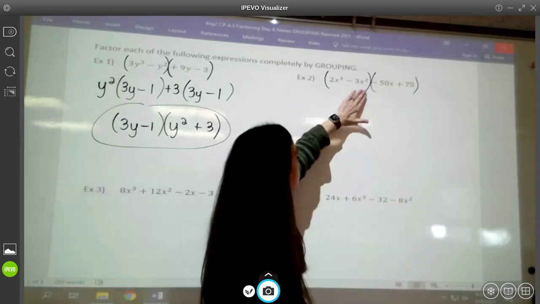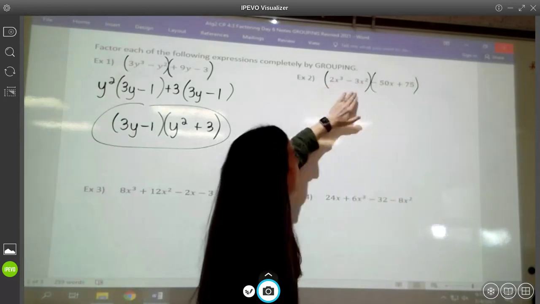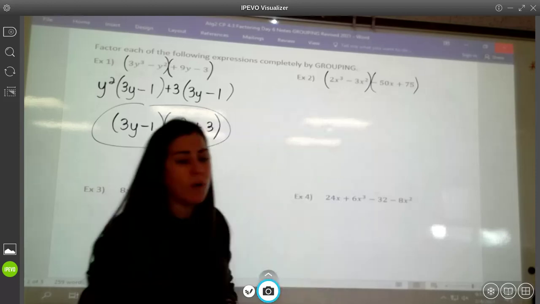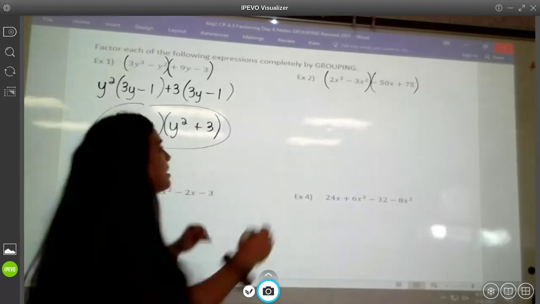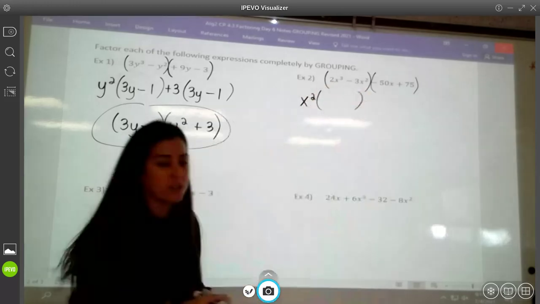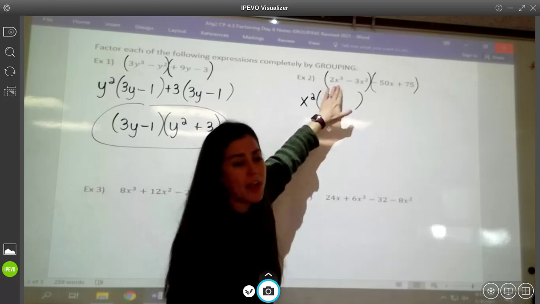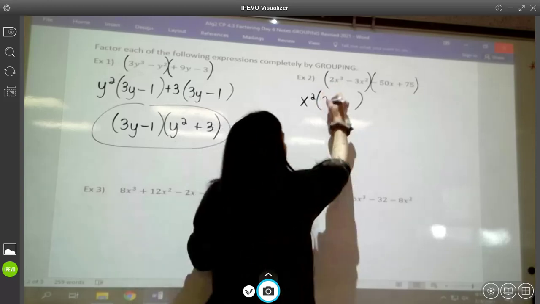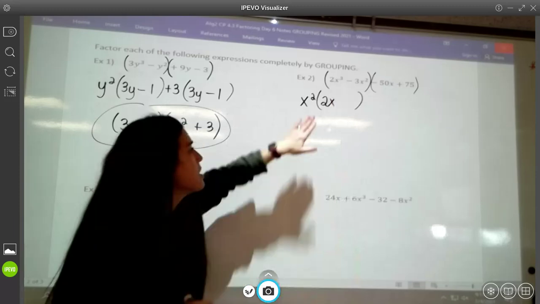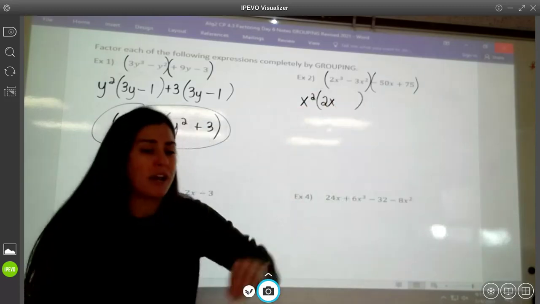So looking at this group only, I'm looking for a GCF between 2x to the third and 3x squared. What does a 2x to the third and a 3x squared have in common? An x squared. So take it out and show me what's left. X squared times what gets you back to a 2x to the third? A 2x.